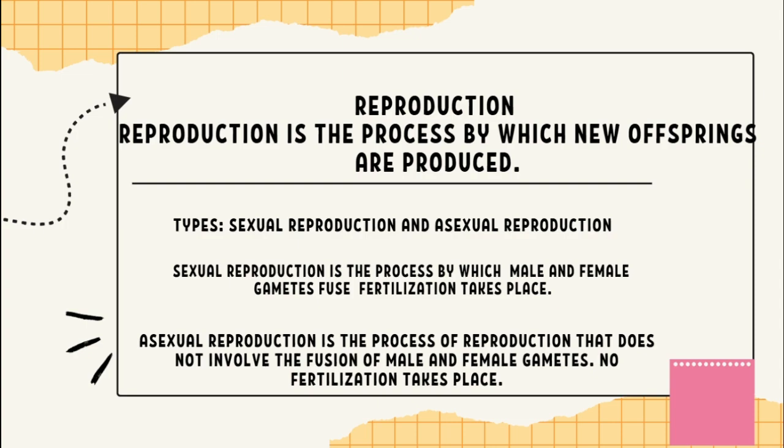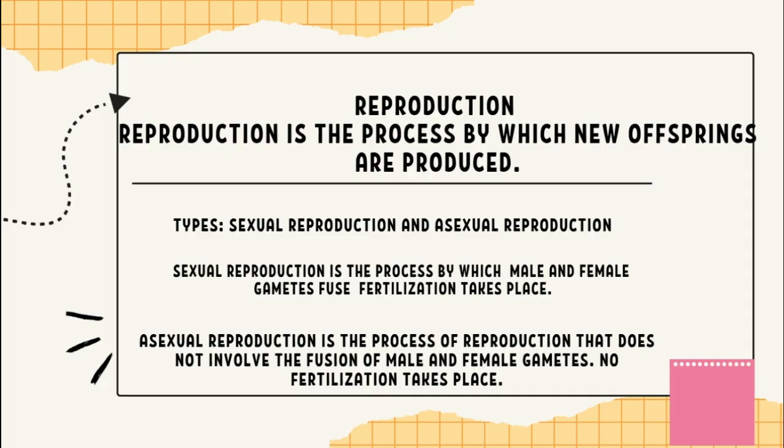So basically there are 2 main types of reproduction: sexual reproduction and asexual reproduction. Off the bat, when I say sexual versus asexual reproduction, human beings don't undergo asexual reproduction. Let's just put that out there. We don't undergo asexual reproduction.